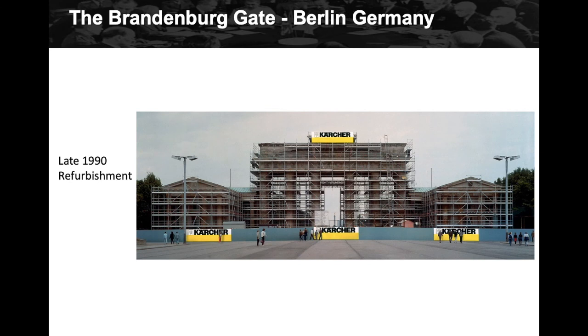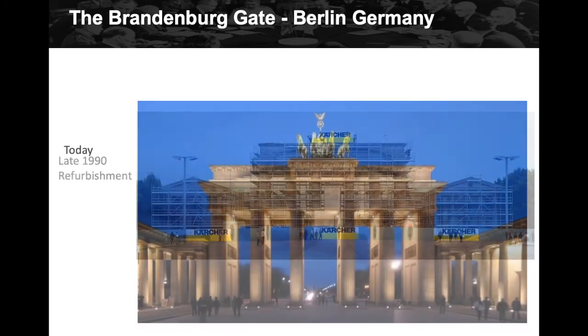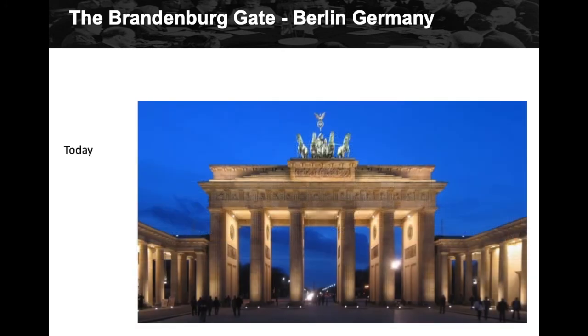In the late 1990s, they went through a big refurbishment of the Brandenburg Gate. So there's a picture of that, and then here's the Brandenburg Gate today. Right there, so it's more of a tourist attraction today. You can go through it. You can't drive through it anymore. You can just walk through it. So there's the Brandenburg Gate today. And hopefully someday I'll be able to go visit it and take a picture with my cell phone. The Brandenburg Gate, Berlin, Germany.